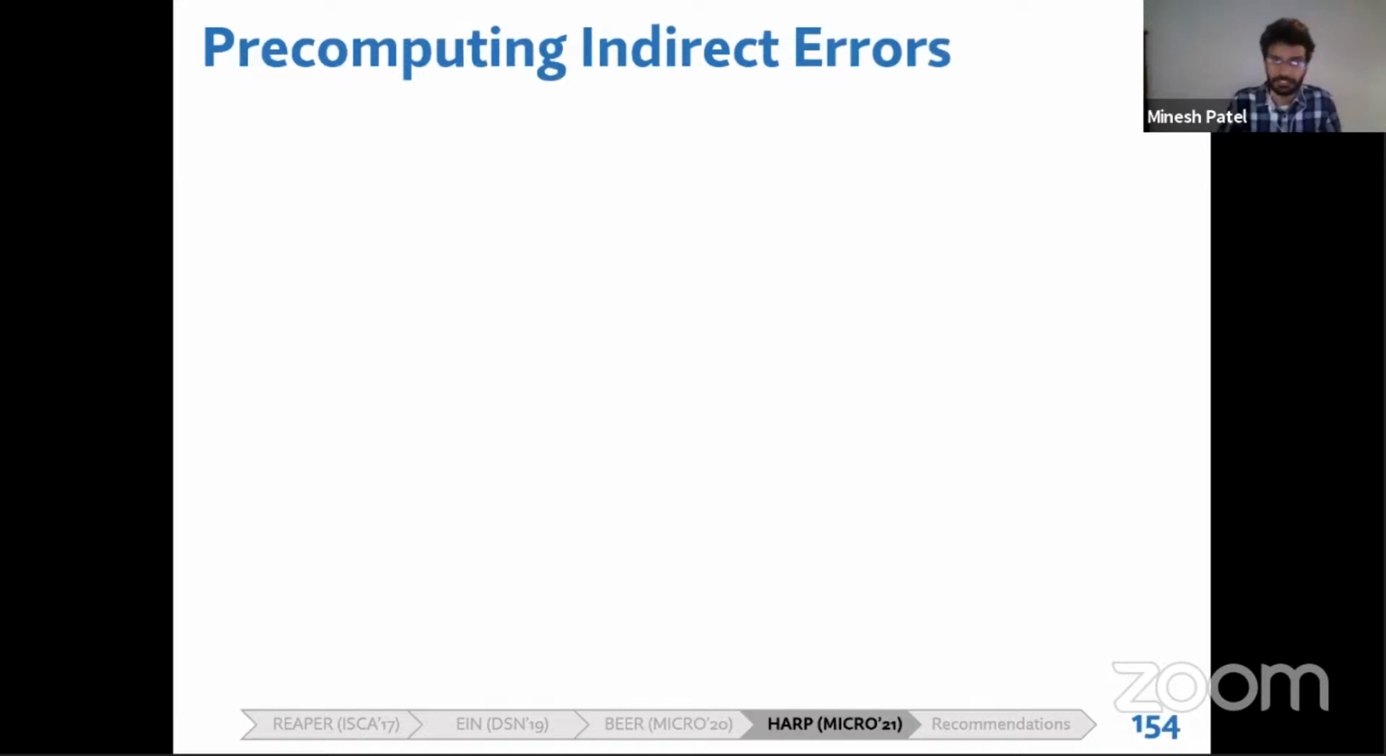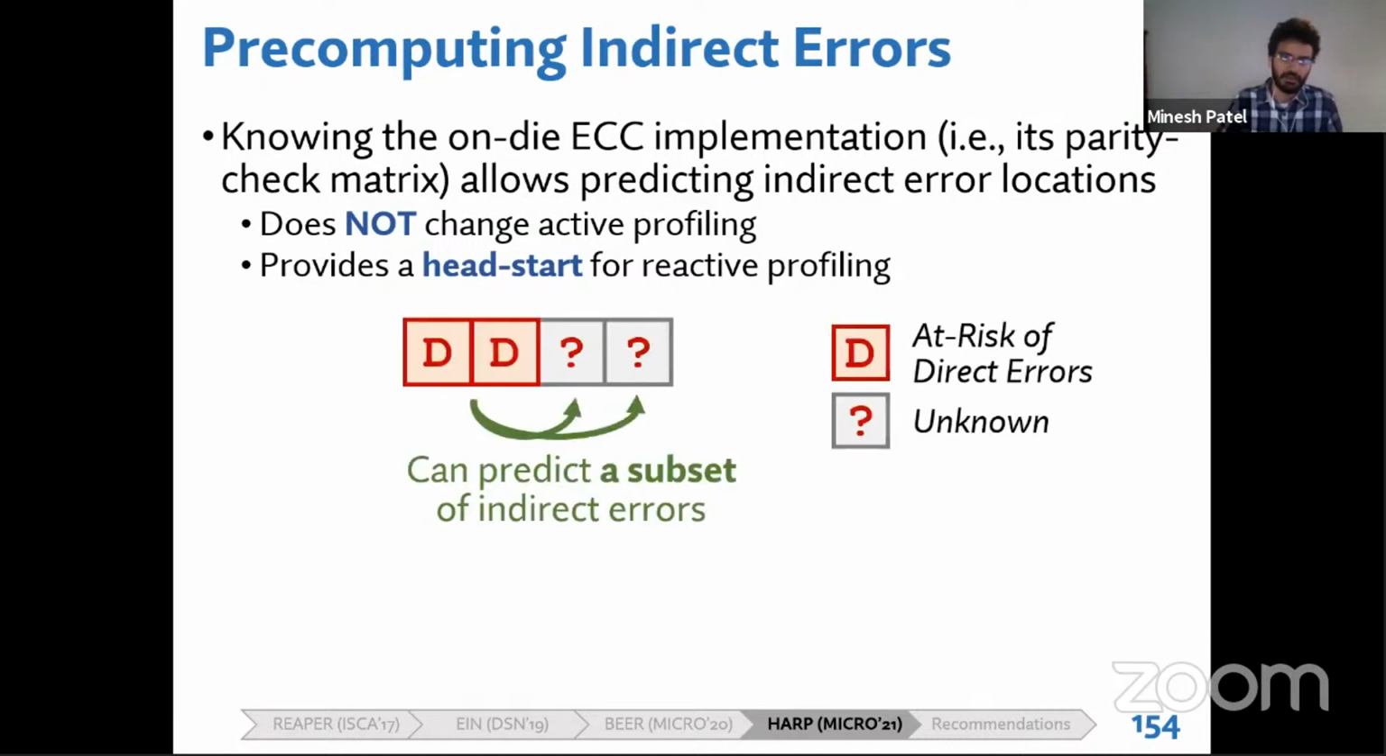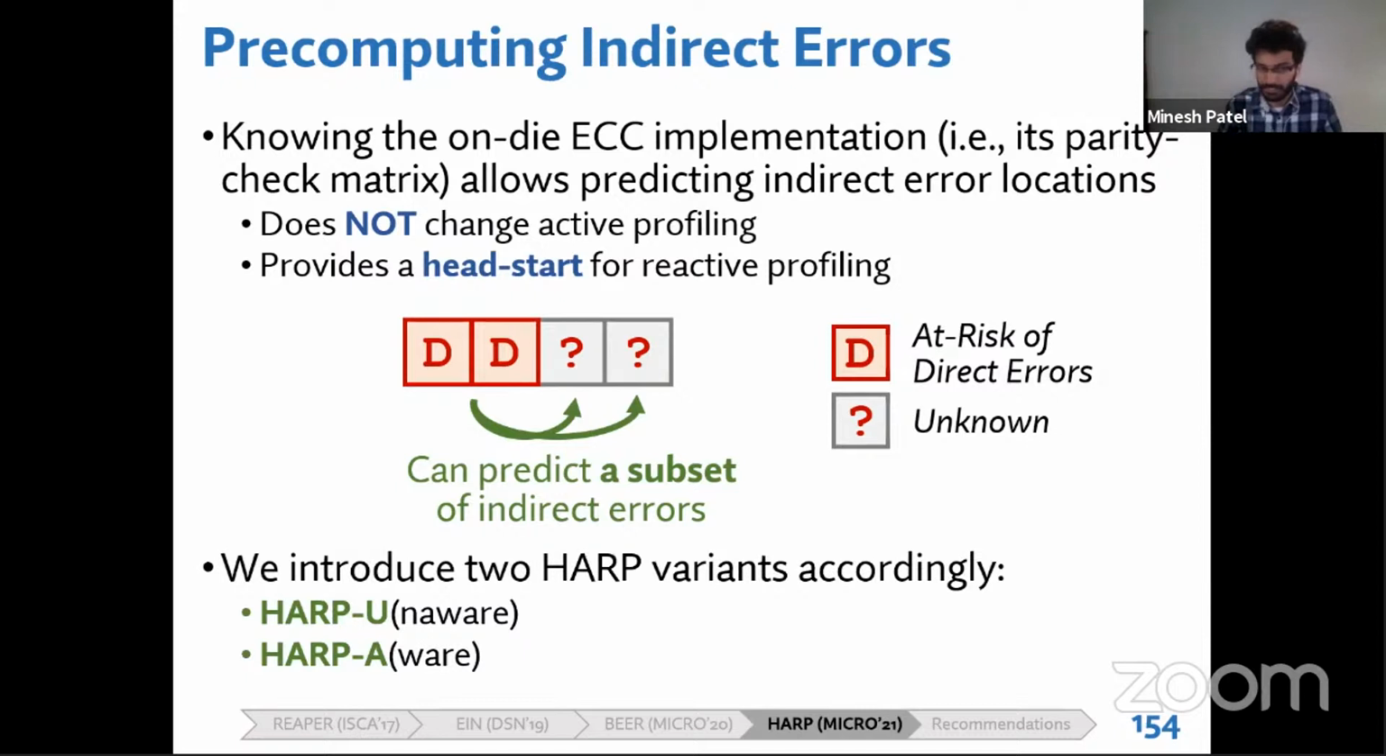As an additional optimization, we leverage the fact that knowing the on-die ECC implementation, in other words, its parity check matrix, allows us to predict indirect error locations. Note that this does not change the active profiling process. However, it provides a head start for reactive profiling. To illustrate this, if we know that several bits are at risk of direct errors, we can predict which bits might be at risk of indirect errors using knowledge of the on-die ECC implementation. And so to achieve this, we introduced two HARP variants, HARP-U, which is unaware of the on-die ECC implementation, and HARP-A, which is aware. And in our evaluations, we show the differences between the two.